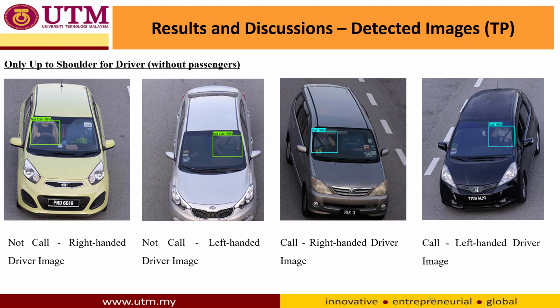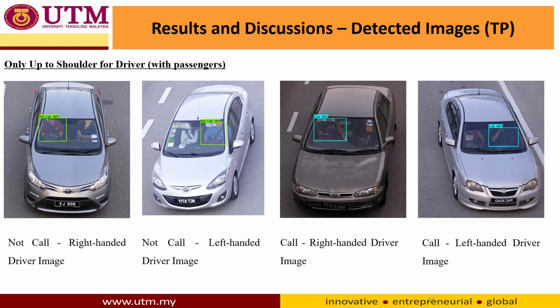And what about this one? This one shows that the hand of the driver is up to the shoulder of the driver. In this case, once the hand is up there towards the head, the classifier detects the call. And in these sample images, we also have a passenger together with the driver, and we can still detect whether a call is being made by the driver or not.